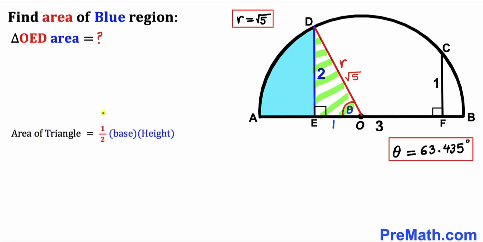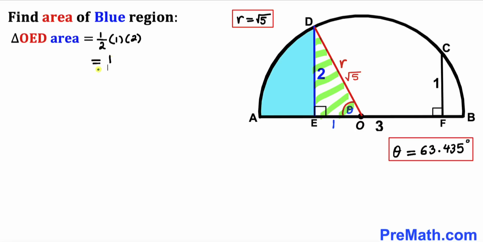Now we are going to calculate the area of this right triangle OED. Let's recall the area of a triangle formula: area equals a half times base times height. In our case, the base is 1 and the height of this triangle is 2. So the area of this triangle OED is a half times 1 times 2. If we simplify everything on the right hand side, this turns out to be 1. So the area of this triangle OED is 1.